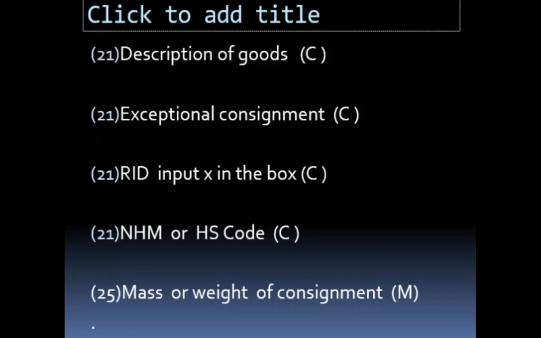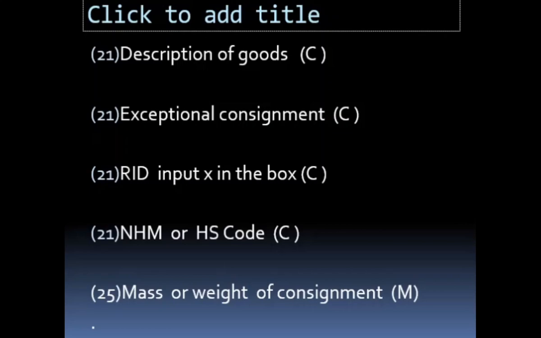22 is NHM, where you insert the harmonized code or the HS code. And you know, in the acronym terms and abbreviations used, I mentioned HS code. There's a part of the consignment note where you have to declare the harmonized system code on the consignment note.